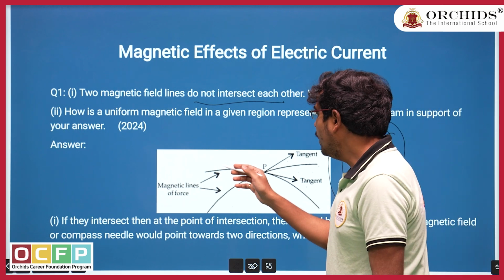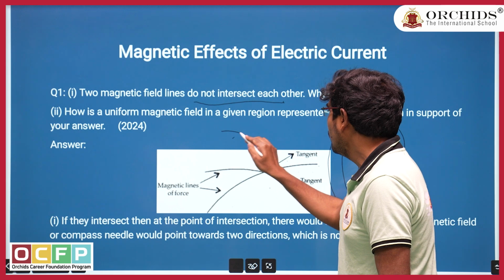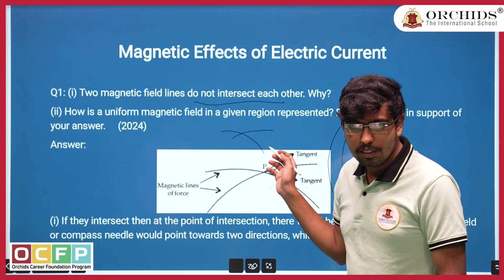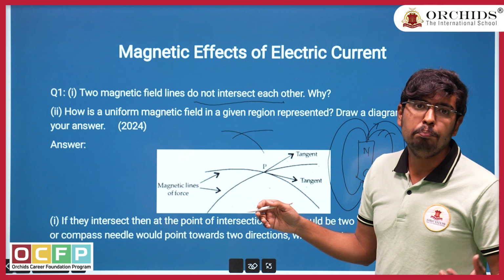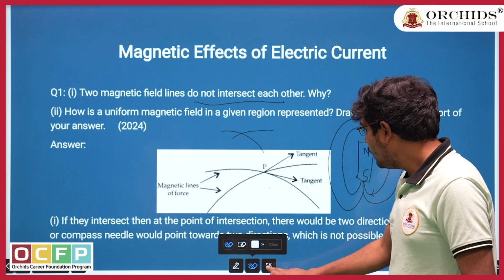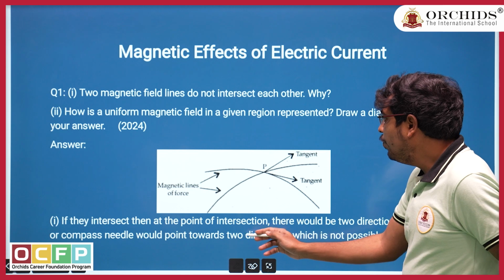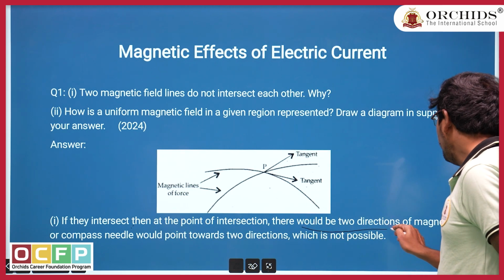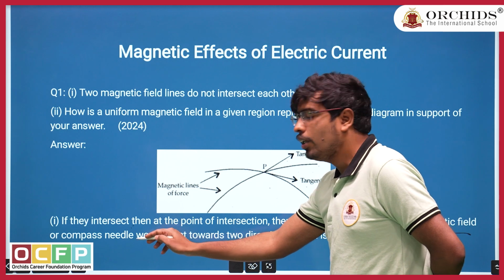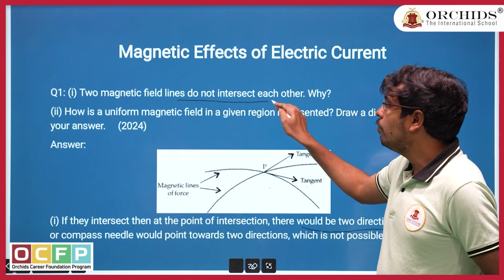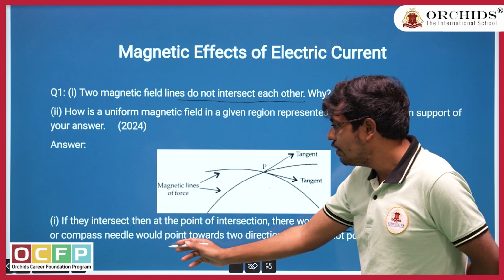If you observe any magnetic lines intersecting in this way, at that one point it would be indicating two directions of the magnetic field, which is practically impossible. So, that is the reason we write here that the magnetic field will be in one direction itself, there will be no two directions. That is why magnetic field lines cannot intersect each other. So, you can write this reason here.